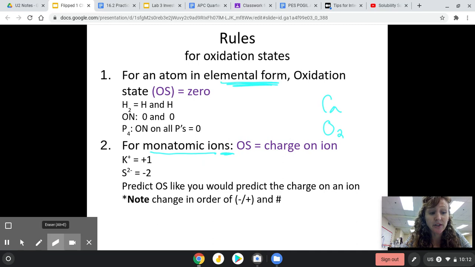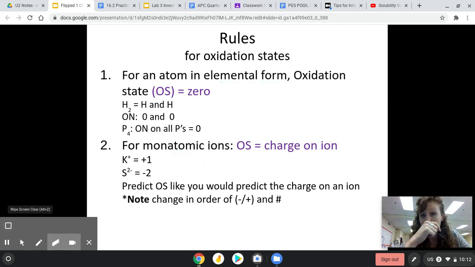Just make sure you get that plus or minus correct. Don't tell me it has an oxidation state of 2 because I'm not going to know if that's a negative 2 or a positive 2. So you always have to specify if it's a positive or a negative. Make sure you do that. Also, on the flip side, don't just tell me it's a positive or it's a negative because I won't know positive what? Positive 1, positive 2, positive 3, right? Make sure you specify both the symbol and the number.